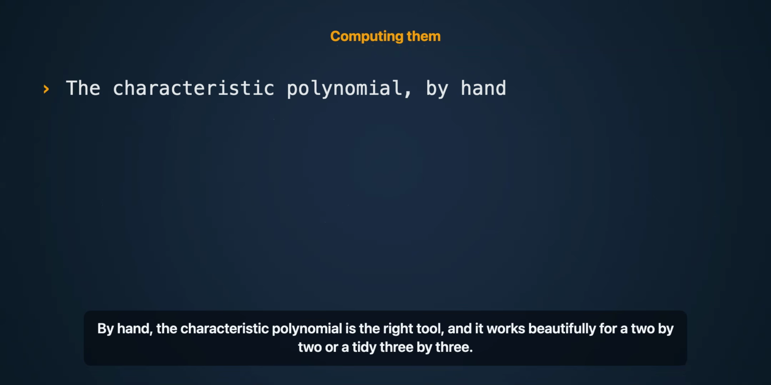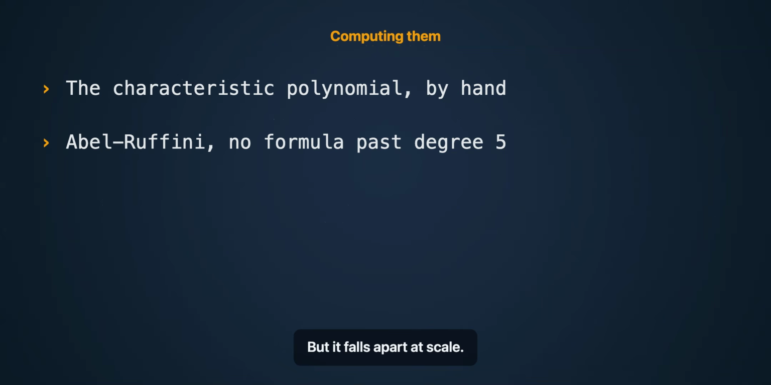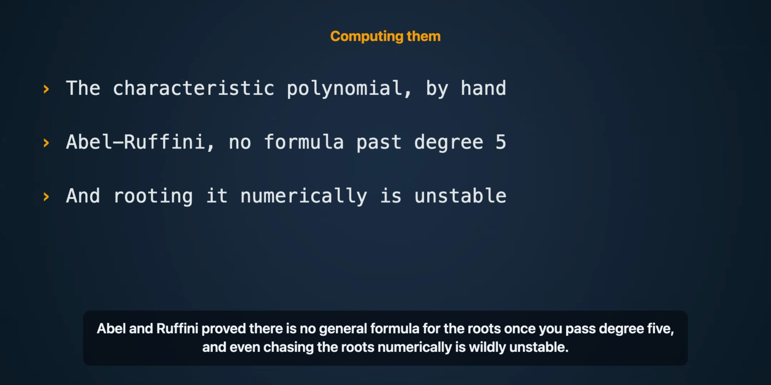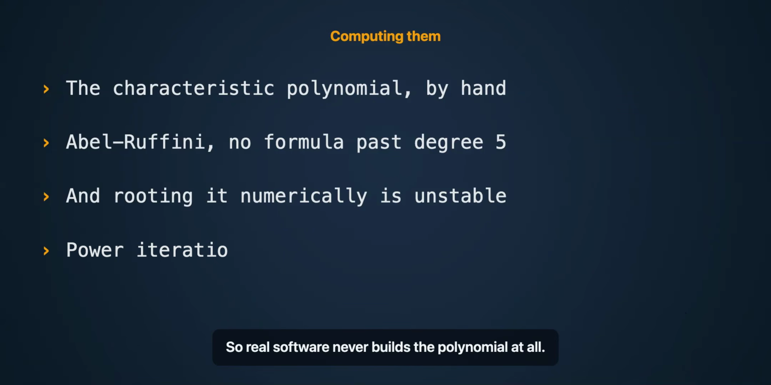By hand, the characteristic polynomial is the right tool, and it works beautifully for a 2 by 2 or a tidy 3 by 3. But it falls apart at scale. Abel and Ruffini proved there is no general formula for the roots once you pass degree 5, and even chasing the roots numerically is wildly unstable. So real software never builds the polynomial at all.